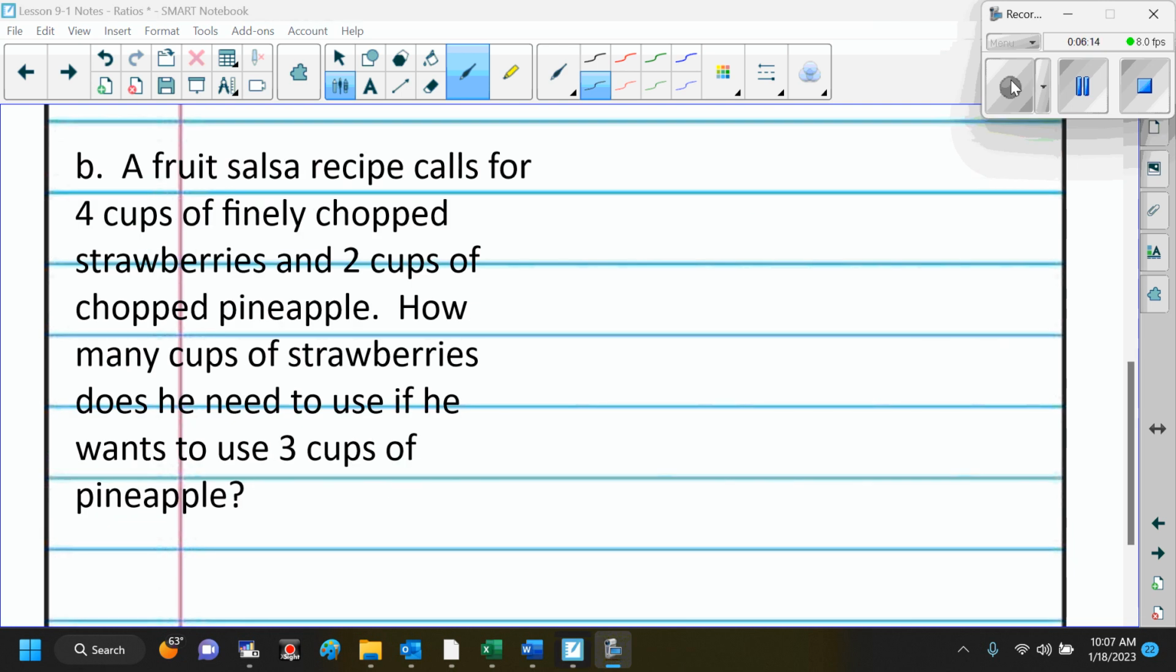So here, this one says a fruit salsa recipe calls for 4 cups of finely chopped strawberries and 2 cups of chopped pineapple. I want to know how many cups of strawberries he needs to use if he wants to use 3 cups of pineapple. Again, we're not writing the entire word problem, we're just writing the important information. So what's important here?